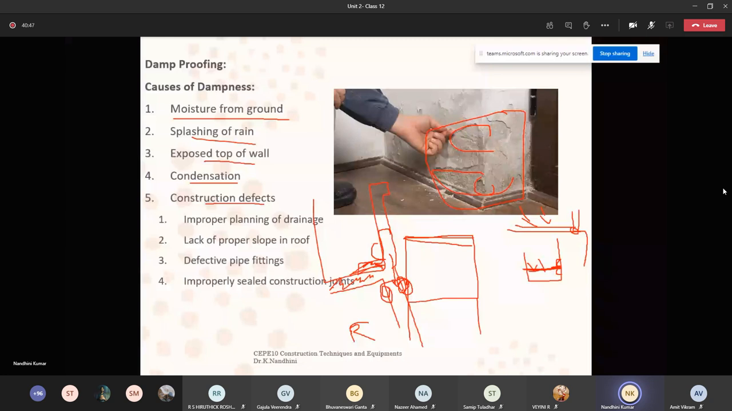Now, ma'am, are you able to understand why you are seeing all those dampness in your building? This is one such example of where water is getting stagnated. You can consider the same type of thing under your water tank or near your bathroom. Water is getting logged and it penetrates, and your structure damps everywhere. Dampness is observed everywhere in your structure. Improper planning of drainage, lack of proper slope in roof, defective pipe fittings, improper sealed construction joints, all those lead to dampness in our structure.